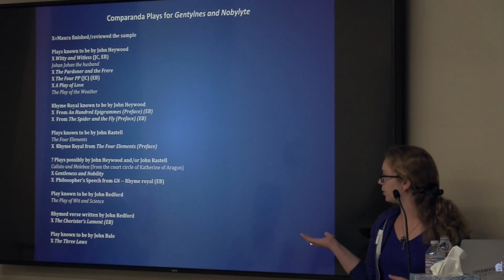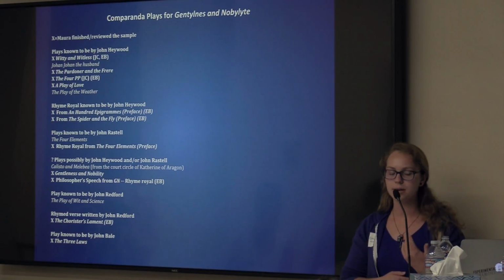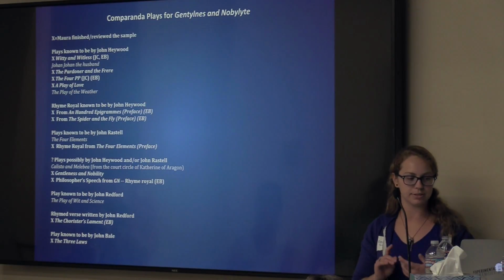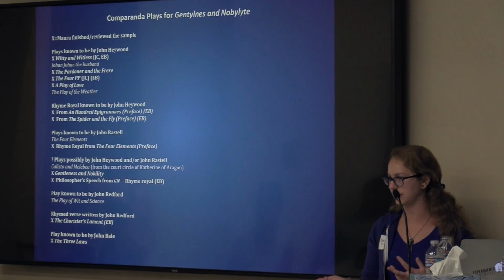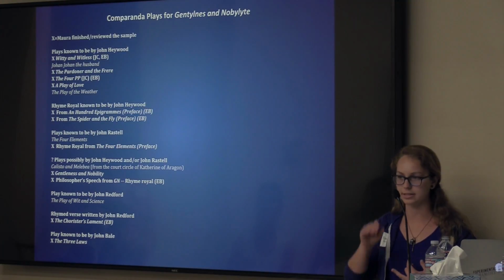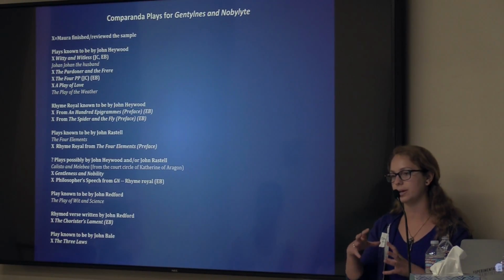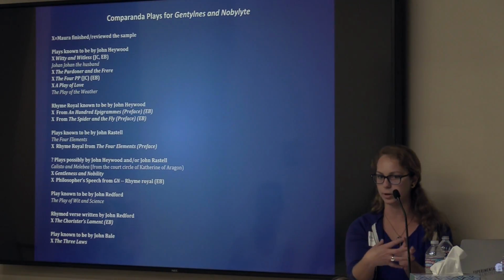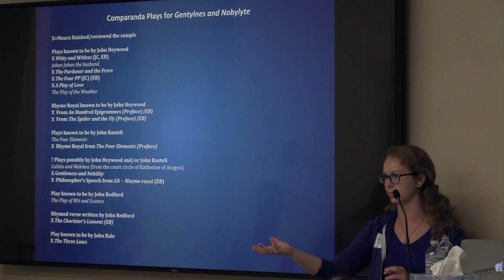So like I said, our comparator plays were the list of plays that we used to help compare Gentleness and Nobility to plays already attributed to John Heywood and to John Rastell. So we have examples of their plays, examples of their rhyme royal for the philosopher's speech at the end of Gentleness and Nobility. And we also have distraction plays, which are the John Redford and John Bale plays. Those essentially are a way for us to show that the program is working. Because when we put all of our samples into the program, the distraction texts should be in one cluster by themselves, and Gentleness and Nobility should be somewhere within John Heywood and John Rastell's work.